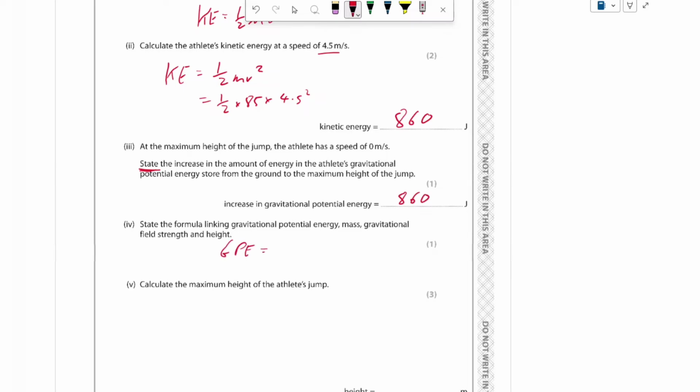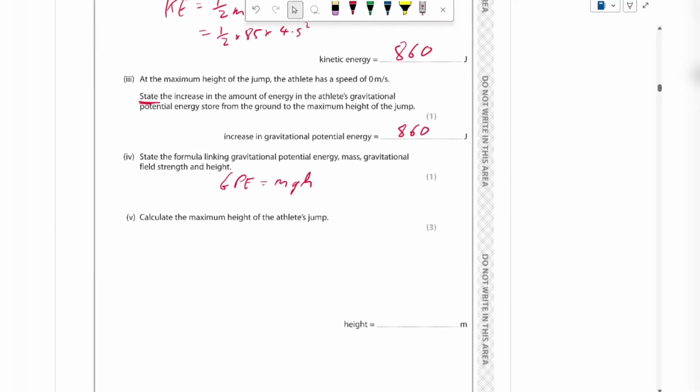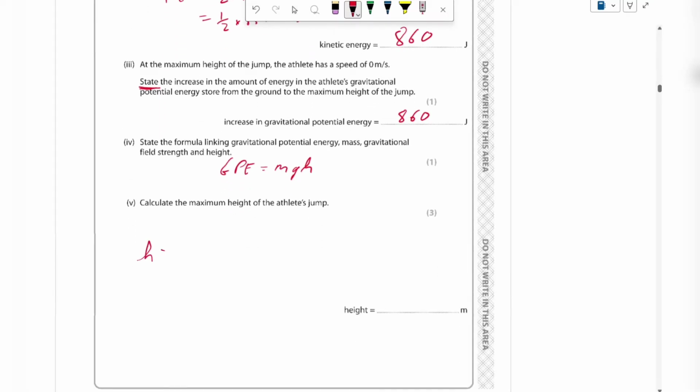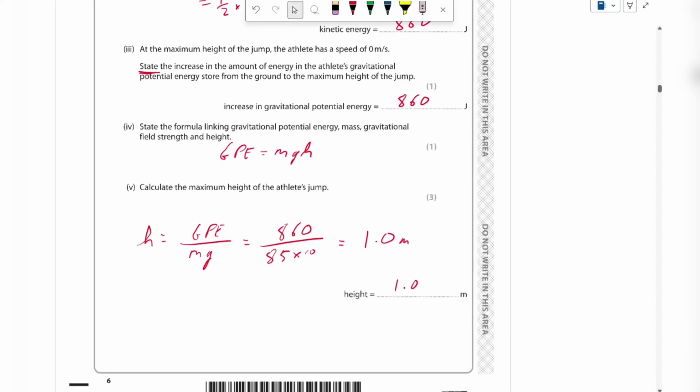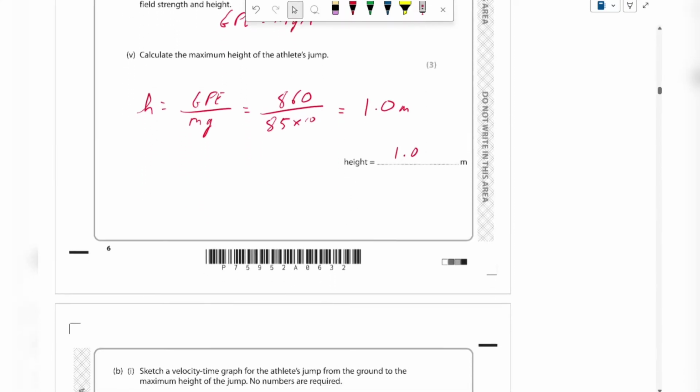Okay, so GPE equals mass times gravitational field strength times height. Now we're going to be working out the height: it's GPE divided by mg. We know that the GPE is 860. The mass is 85 times 10. Put that into your calculator and you get just over 1 meter. Again, two significant figures, 1.03 or something like this.